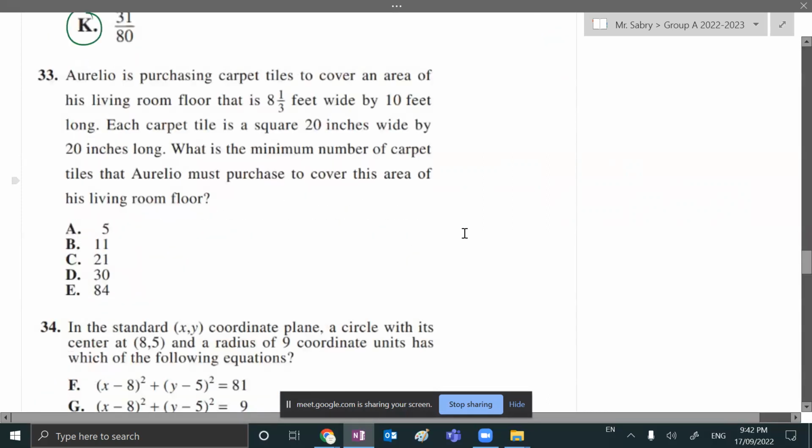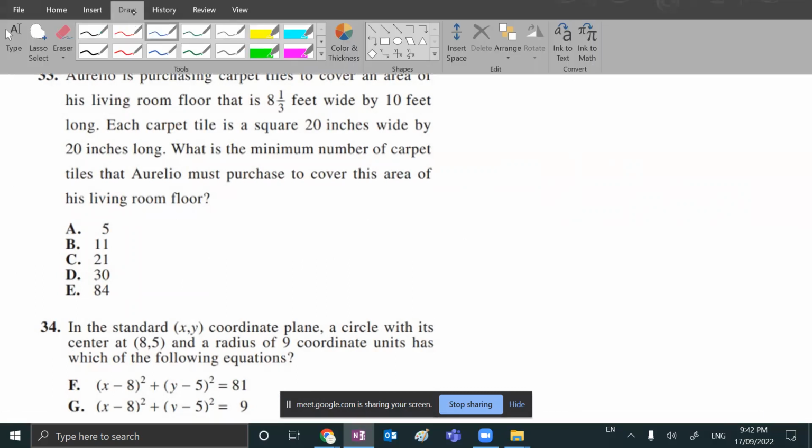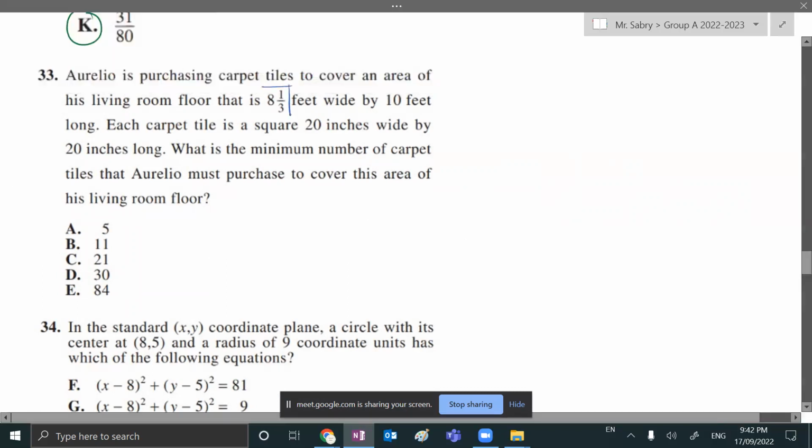Aurelio is purchasing carpet tiles to cover an area of his living room floor that is 8 and 1/3 feet wide by 10 feet long. Now, this question requires transferring from feet to inches or from inches to feet. And if that came in your test, they will give you the actual rate. They will write here that 1 foot is 12 inches. That is something considered missing because this is the international version. So here it is, I'm writing it now for you.